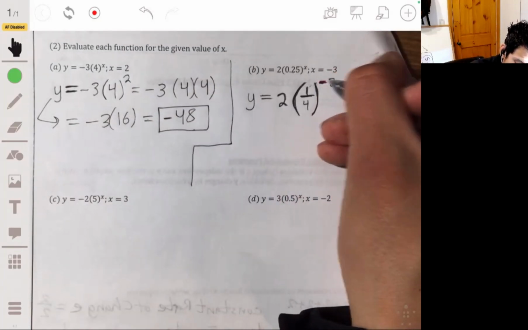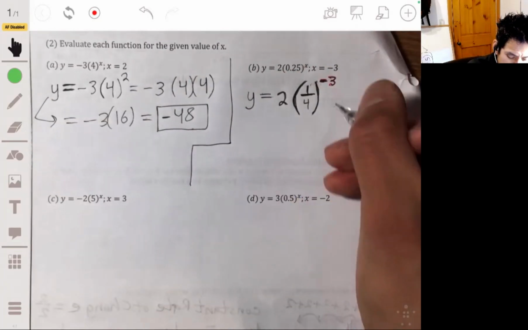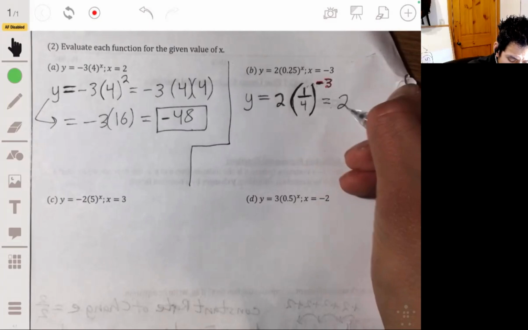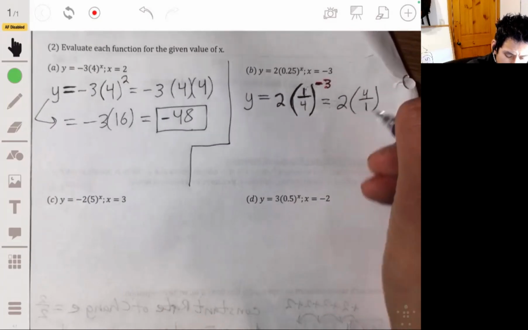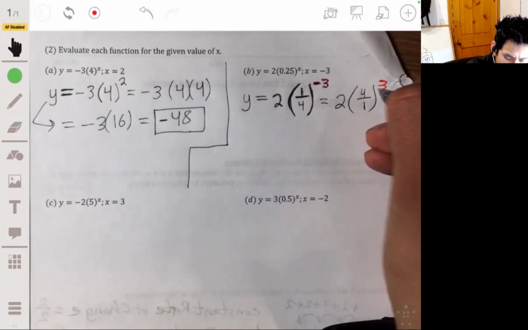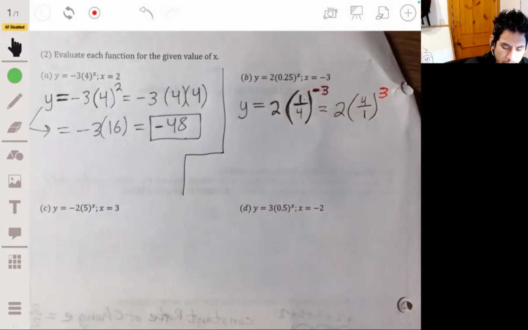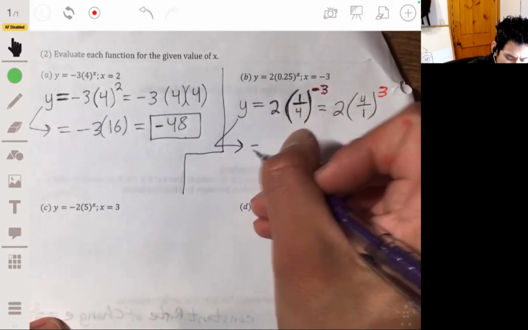We don't want it to be negative. We want it to be positive. And so what we're going to do is flip this 1/4 to make it 4/1, because by doing that, that's going to make the exponent into a +3. Yay. Then this is much easier to evaluate.